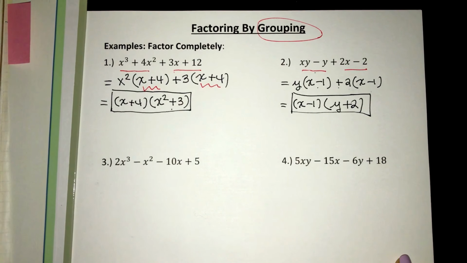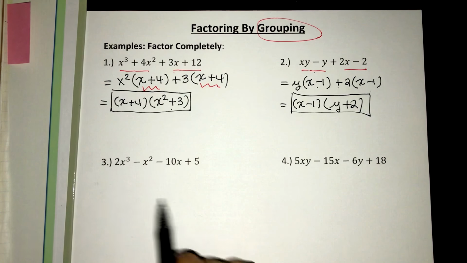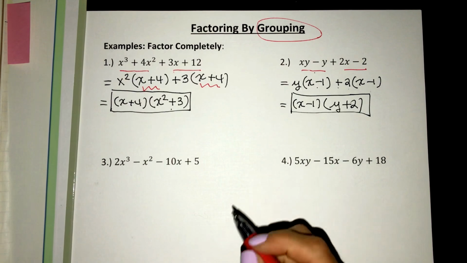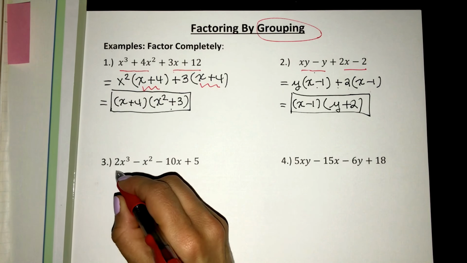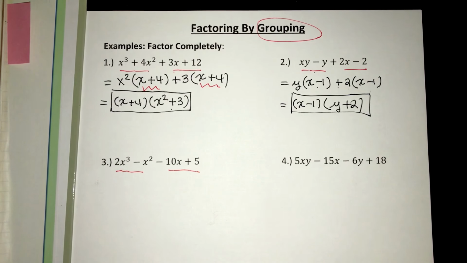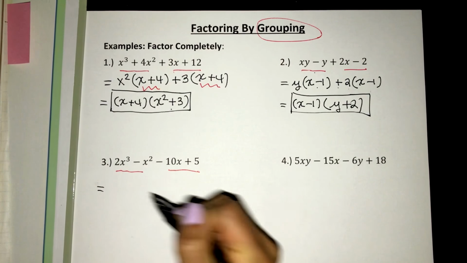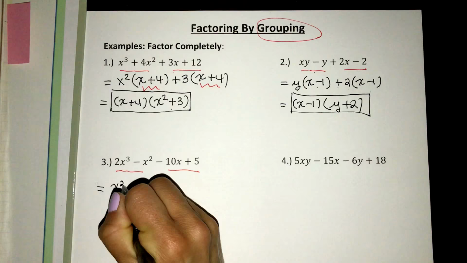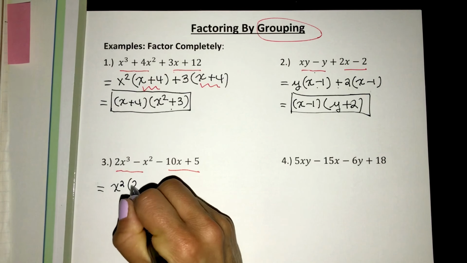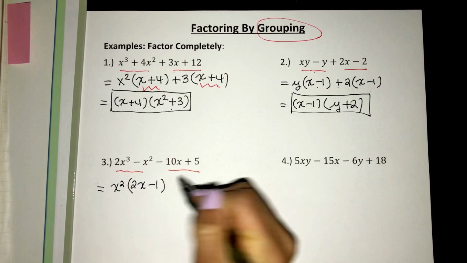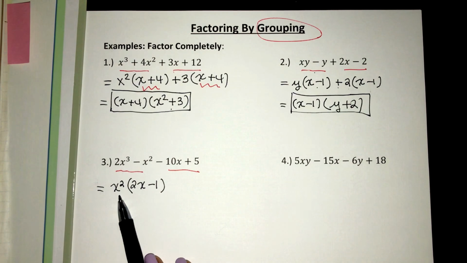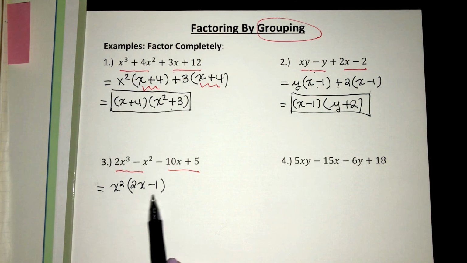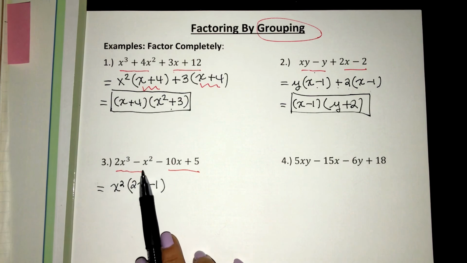Third example. So we're going to, again, just use grouping. This one's slightly different, but we still group the first 2 and the last 2. And then from the first 2, I could factor out x squared, and then we're left with 2x minus 1. By the way, I can check that this part is correct by just taking x squared and distributing it back into what we wrote here, and you should get back to the original 2 terms.